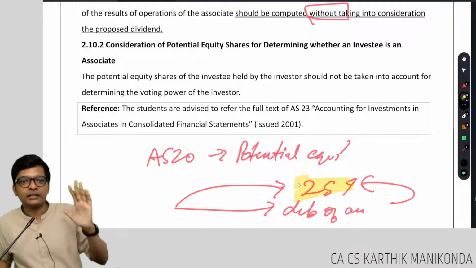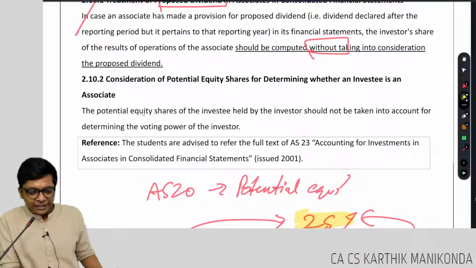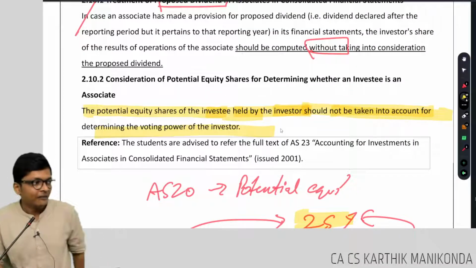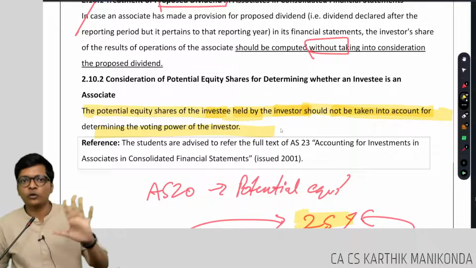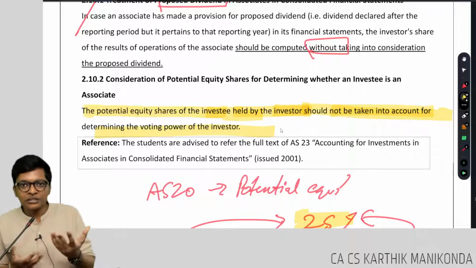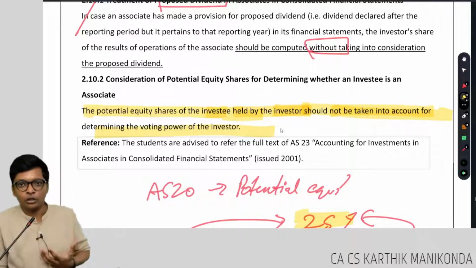Next year we will see. So the potential equity shares of investee held by the investor should not be taken into account while determining the voting power. It's a theory point. They have not tested so far. So far means what? New syllabus, first time. Now only I will know if they are going to test or not. So it can be MCQ, can be anywhere.